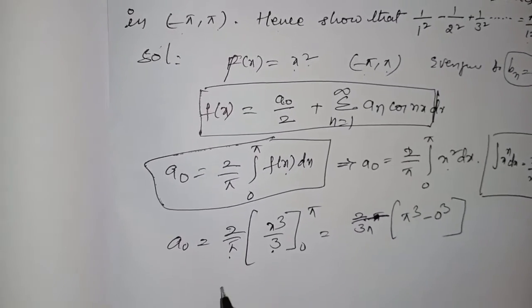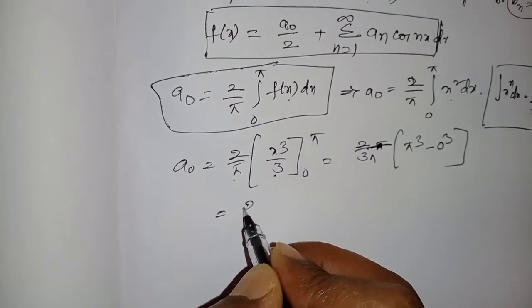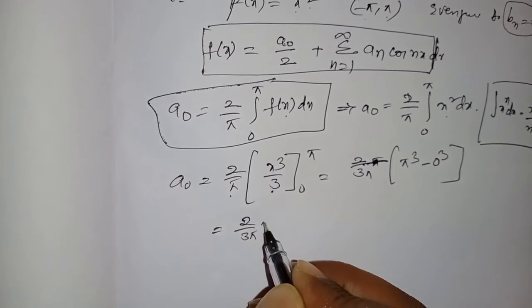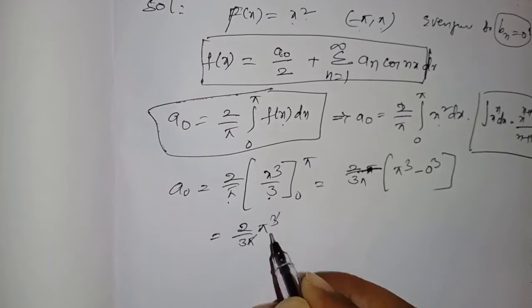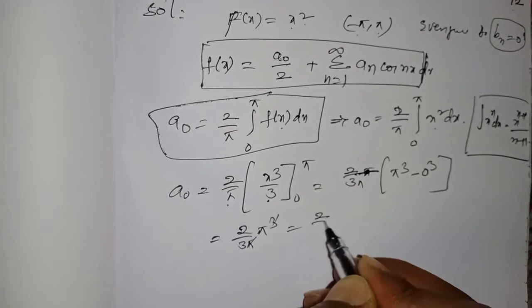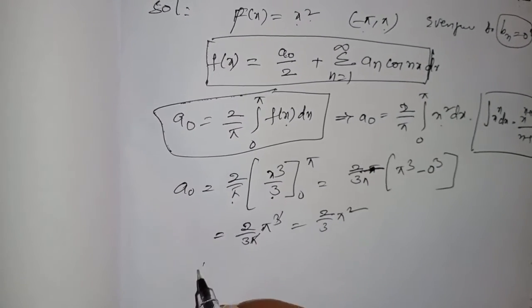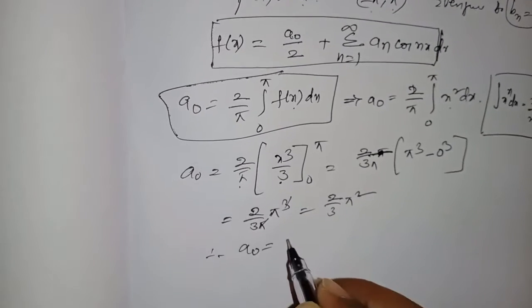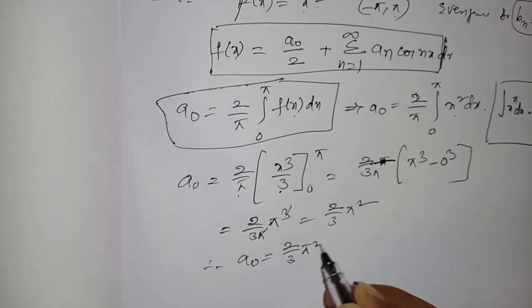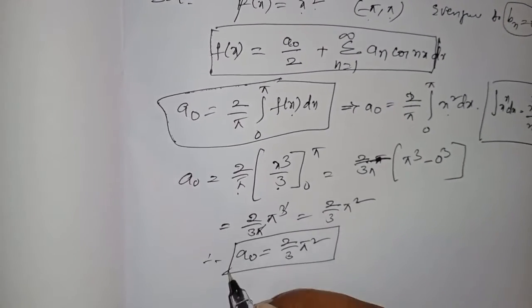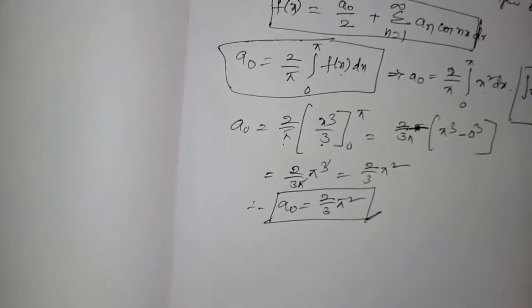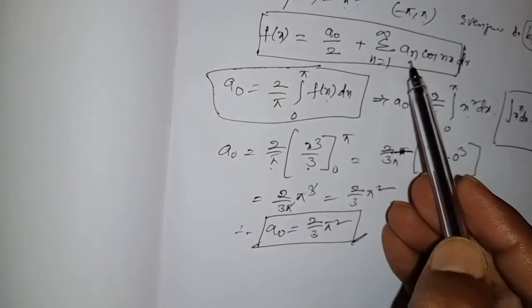This is equal to 2 by 3 pi into pi cube. Pi cube cancels, the remaining is 2 by 3 pi square. Therefore a naught is equal to 2 by 3 pi square. This is the a naught value. Next, find the an value.